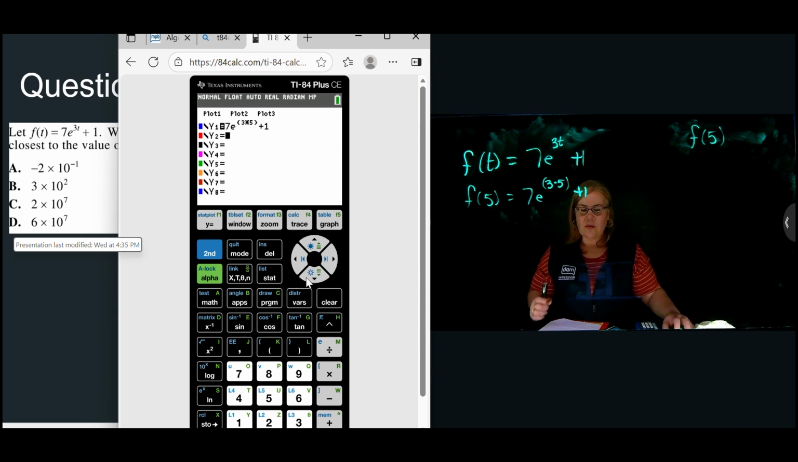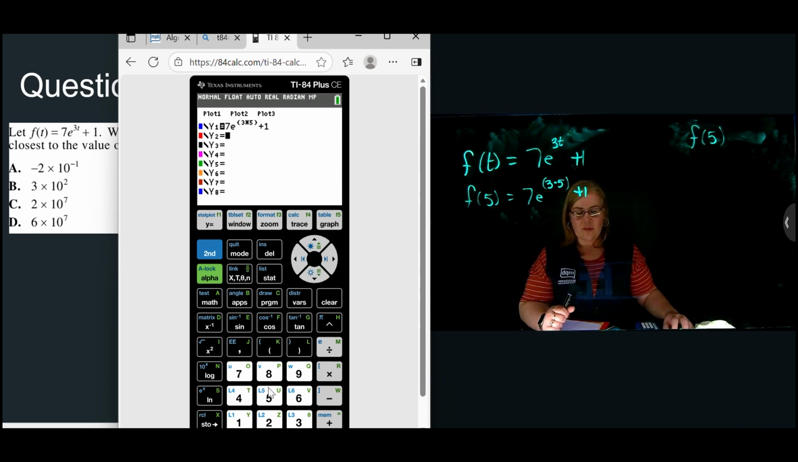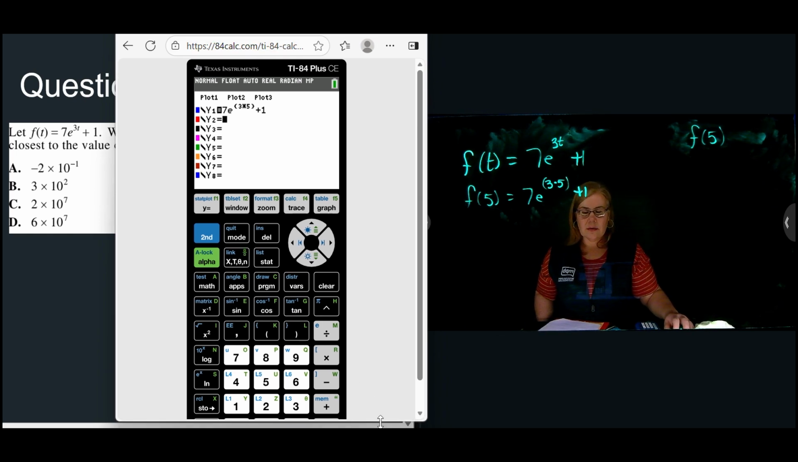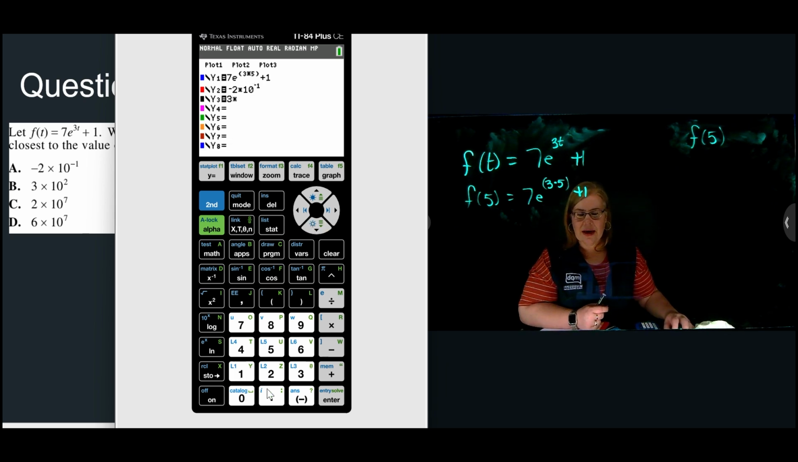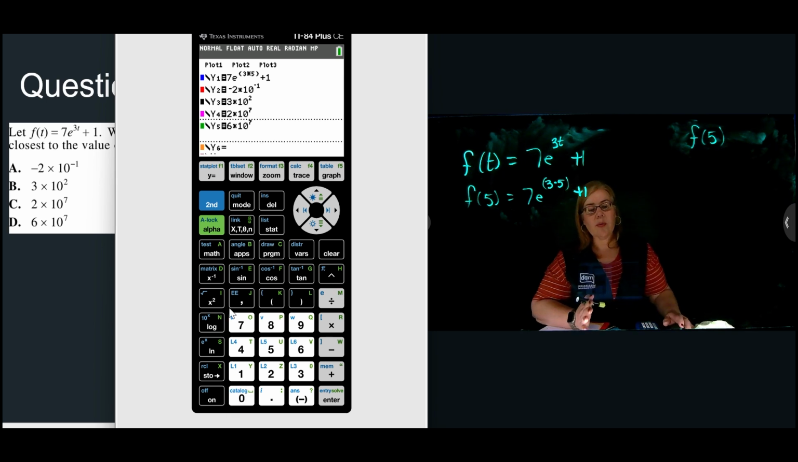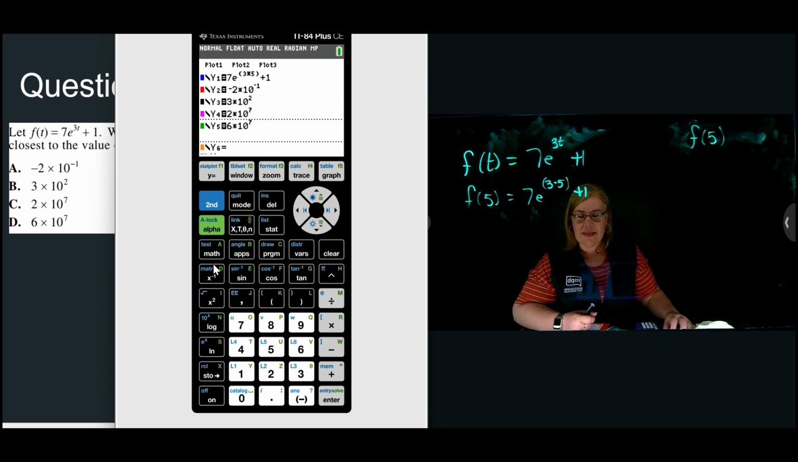So I'm going to go down to y2, and I'm going to put negative 2 times 10 to the negative 1. My next one, y3, is going to be 3 times 10 squared. My y4 is going to be 2 times 10 to the 7th. And then my y5 is going to be 6 times 10 to the 7th. All right, so now I want to pull that same table up and see what I got.